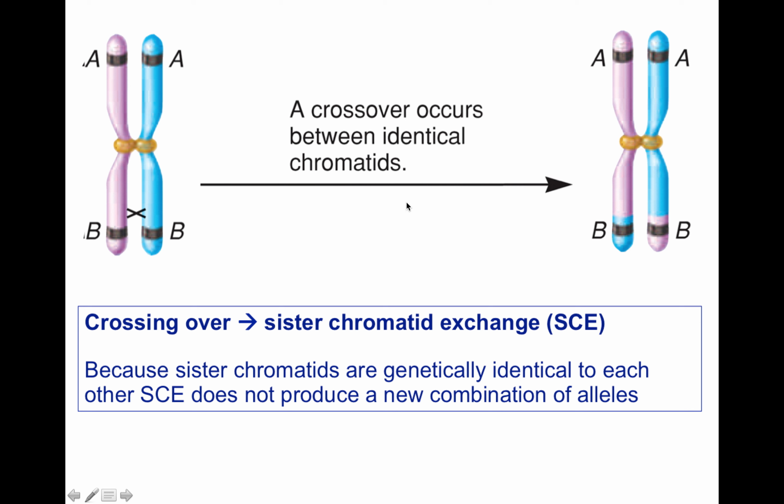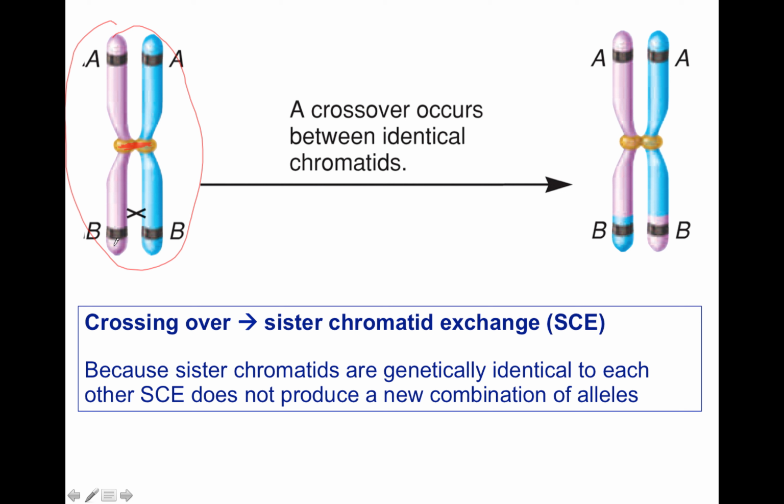This is a diagram of crossing over between sister chromatids. It's also referred to as sister chromatid exchange. Here we have a single chromosome. You can tell it's just one chromosome because it has one centromere here. It is comprised of two different sister chromatids.